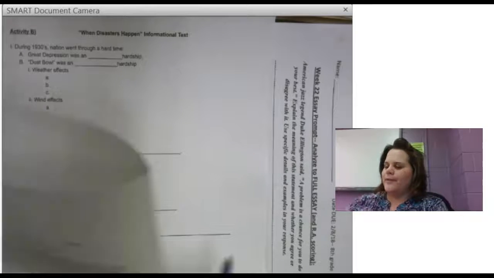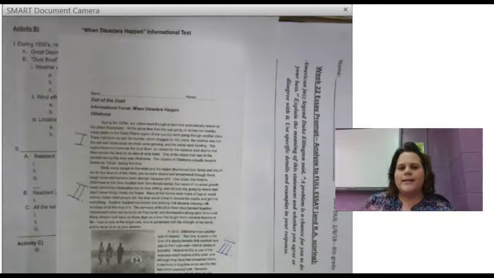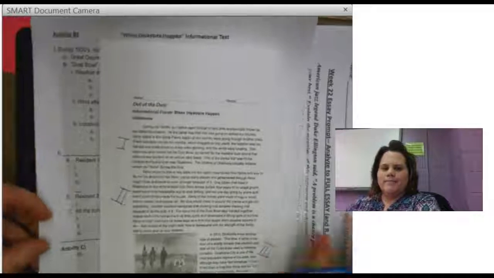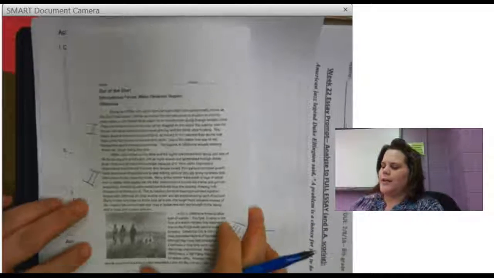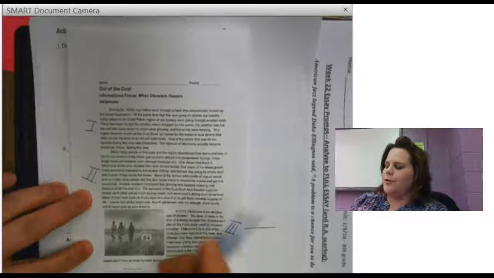But for B right now, we just want to try to discern what the main ideas of this text are, and you do that through reading it and maybe underlining your topic sentences and big ideas. So let's go slow through paragraph 1.